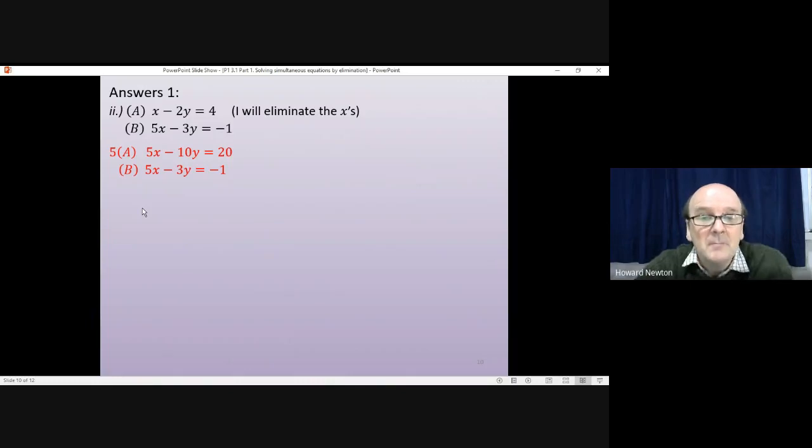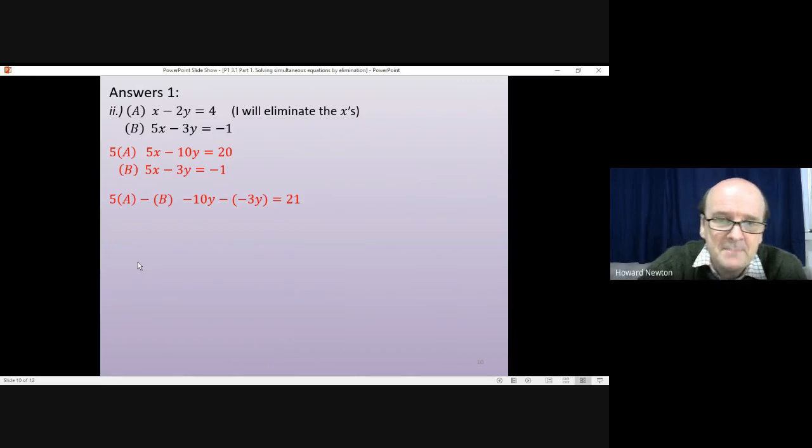And then, because the signs are the same this time, I've got plus 5 here and plus 5 in the other one, I need to do one equation, take away the other one. It doesn't matter which way you choose to do it. I could do 5a take away b, or b take away 5a. Both will give me the right answer. Normally one is easier to do than the other, but you can choose either way around. I think I choose to do 5a take away b.